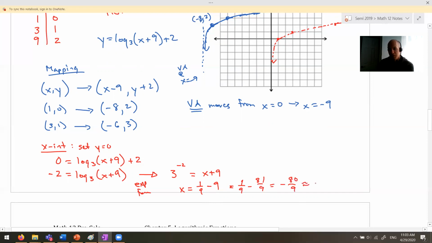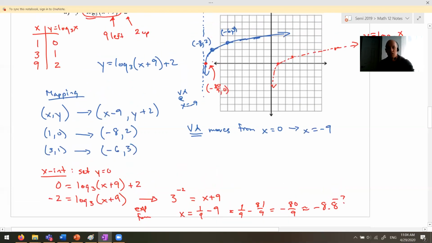Which is, yeah, that's what, about 8.88 repeating would be my guess. Anyway, it's a tiny bit less than 9, or I guess greater than negative 9. So what we can see here, that point right there, does that look like that's about correct? That will be negative 80 over 9, comma 0. That actually looks reasonable. And I know my asymptote is at negative 9, so a point that's just a little bit bigger than that makes sense.